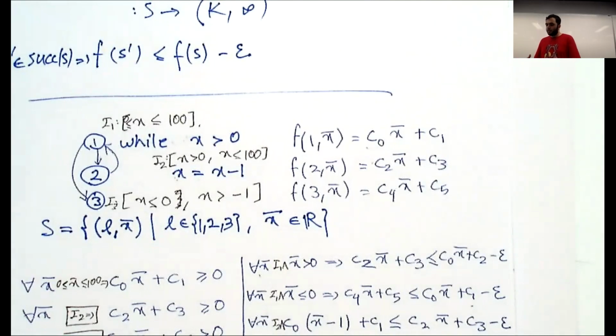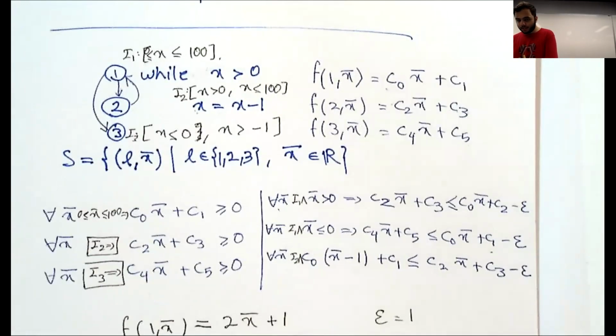What do I want to do? I want to find values for coefficient variables such that they form a ranking function. What does that mean? That means that I want to find values for these coefficient variables such that these constraints hold. And these constraints all quantify over my program variables.